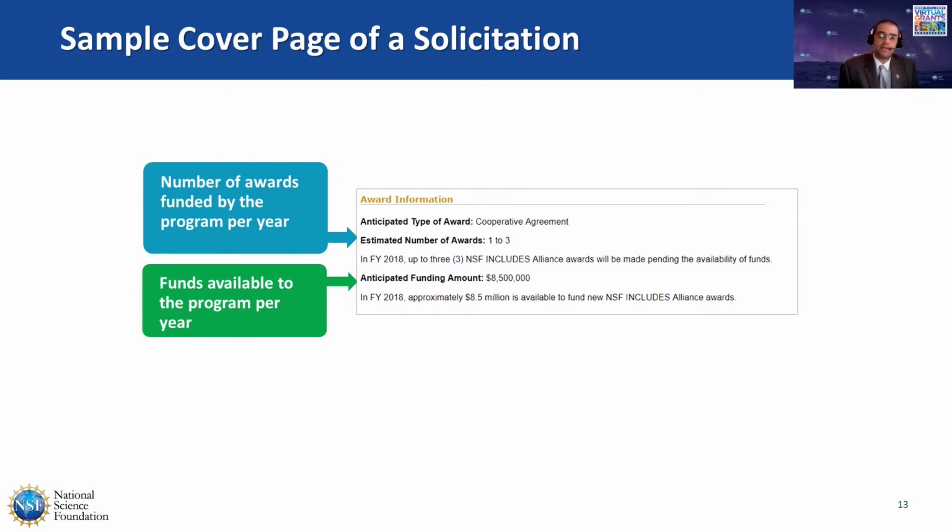So for example, I'm a part of a program called Cyber Infrastructure for Sustained Scientific Innovation, or CSSI. And in that solicitation, we have different types of projects, small projects and large projects. So in that case, the number of awards may be broken down into type of projects, and even the funding may be broken down under the different types of projects.